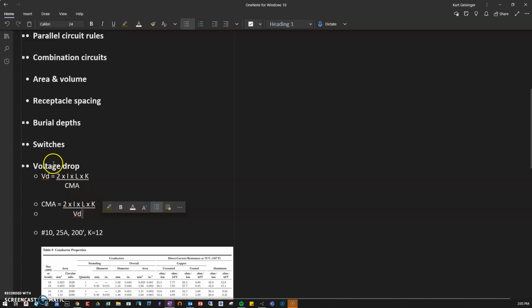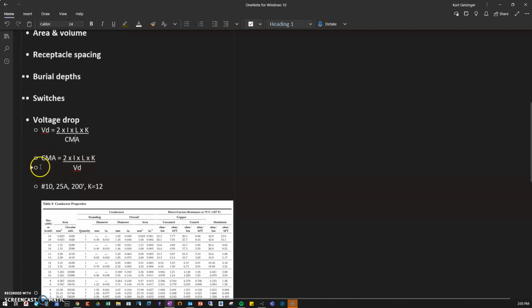One, they want to know how many volts you drop. Two, they want to know what size wire do I run. Depending on what you're looking for, depends on which formula you use. If you want to know how many volts you're going to drop, if the volts are the unknown, we're going to use this formula with the volts on the left side of the equal sign.